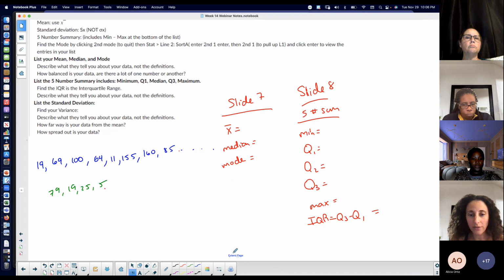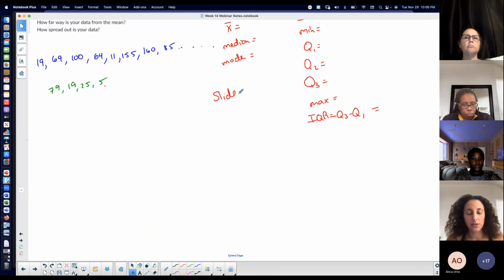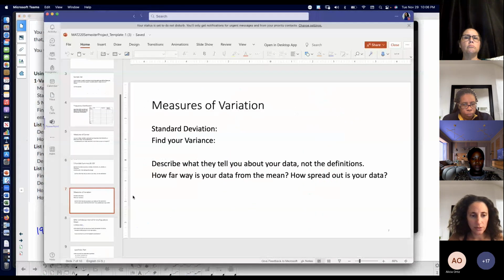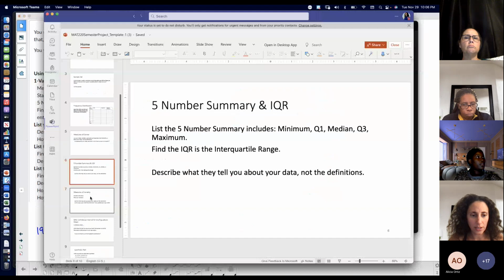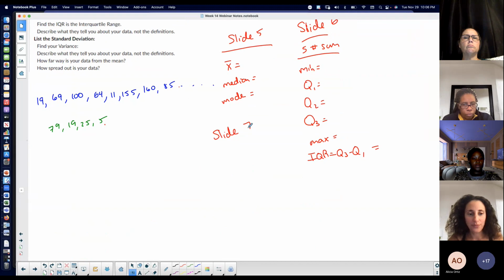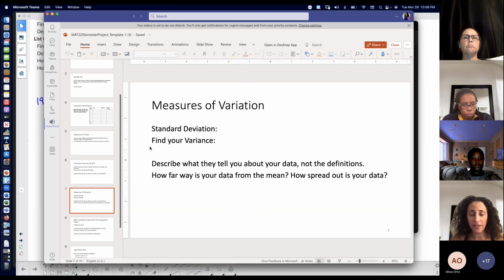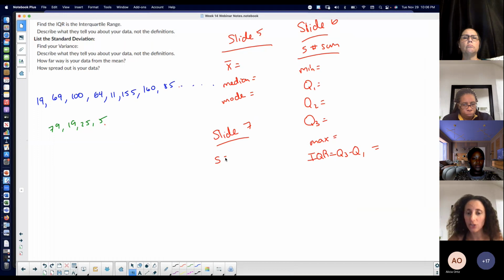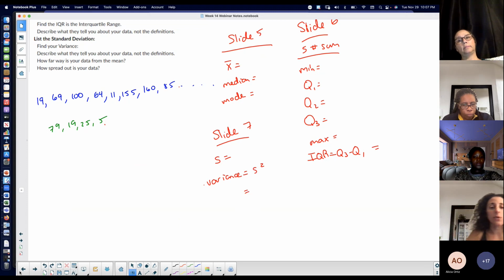I'm going to do all this with one calculator trick. Slide 6, slide 7. Why did I do this? Slide 5, slide 6. That's kind of funny. Why did I jump the gun? Slide 7, measures of variation, standard deviation and variance. Sample standard deviation is S. Variance is S squared. So all of this, like I said, can be found in the same calculator trick.